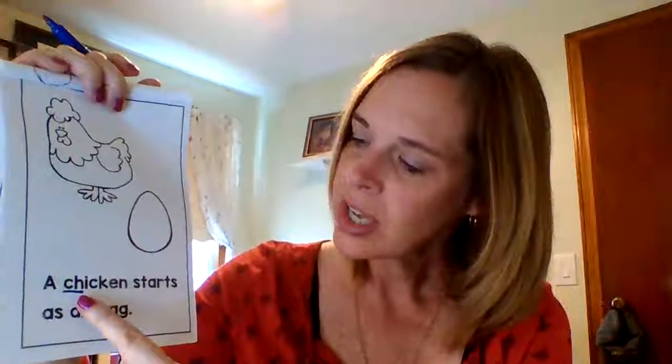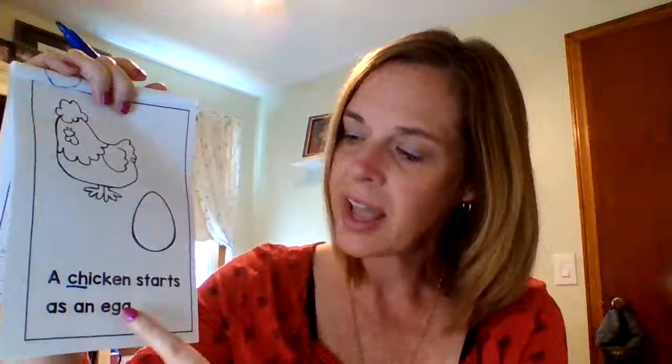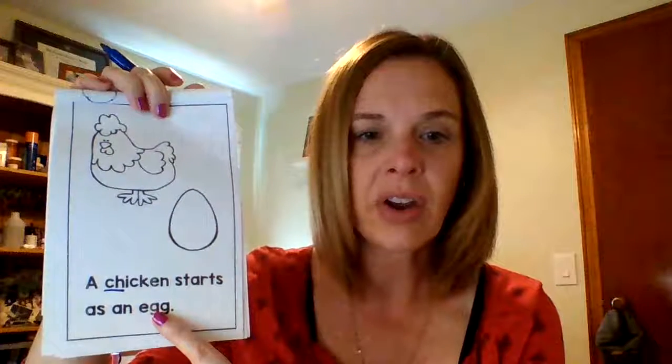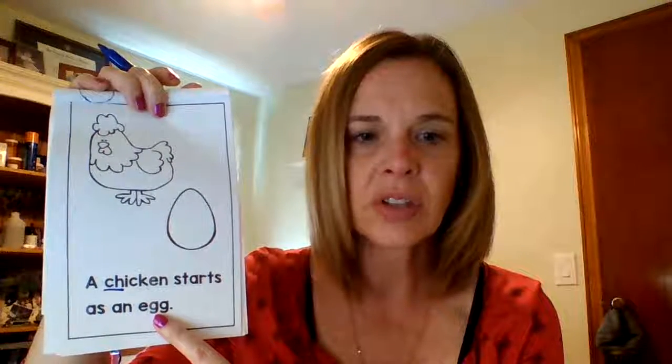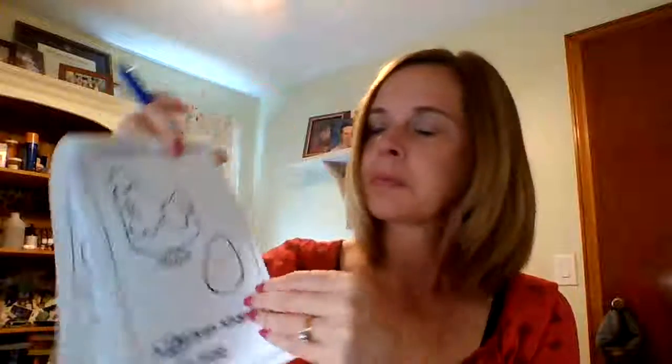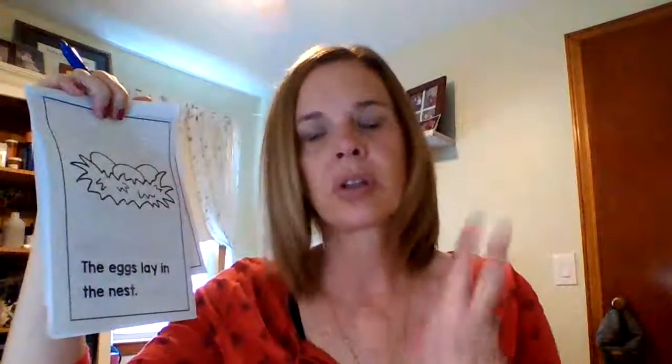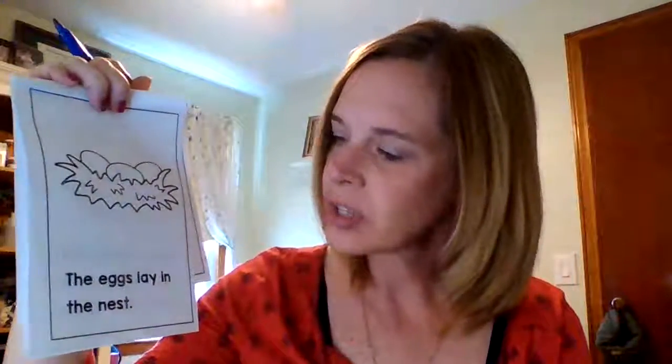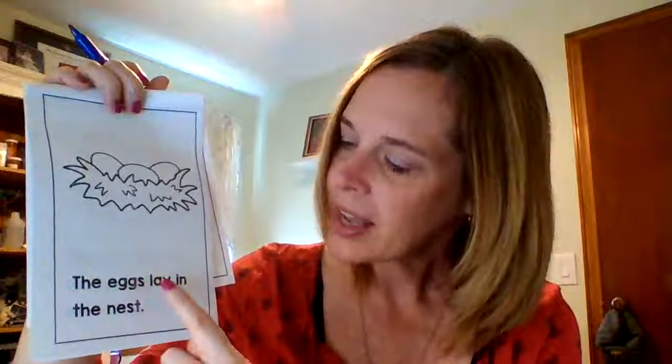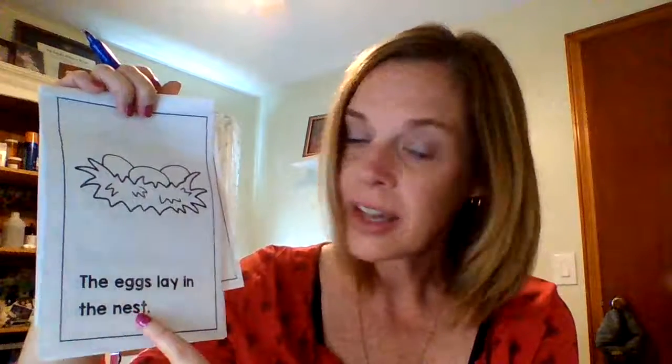Then I'll read the next page. A chicken starts as an egg. Do you see the digraph CH or TH? I see CH. So I'm going to circle it. Those digraphs are important to know. For first grade, you'll be getting some trickier words, so you have to know that those special letters squished together will change their sound.